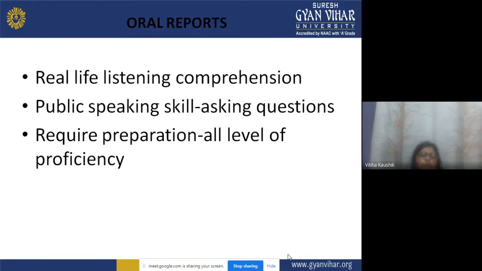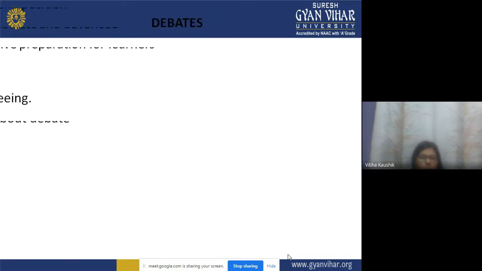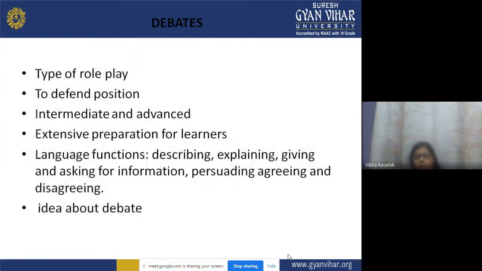Oral reports, real life listening comprehensions, public speaking skills, asking questions require preparations, all levels of proficiency. Debates, a type of role play to defend a position, for intermediate and advanced learners, require extensive preparation for the learner. Language functions: describing, explaining, giving and asking for information, persuading, agreeing and disagreeing, ideas about debate.